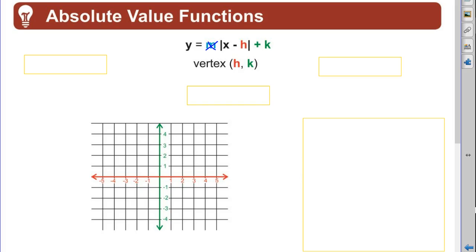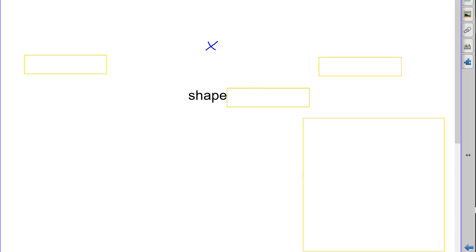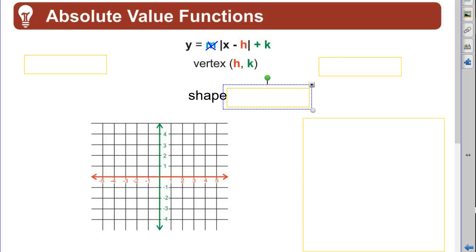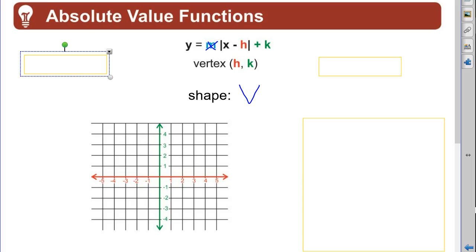And the other thing you must always remember is, what is the shape of an absolute value function? I hope you are thinking a V shape. That's important. You've got to expect that. Okay, so let's do a couple here.